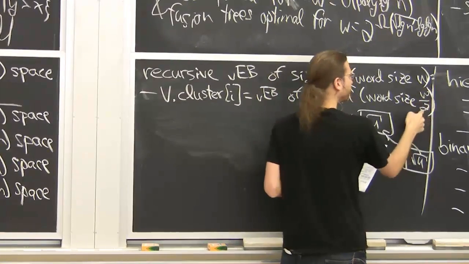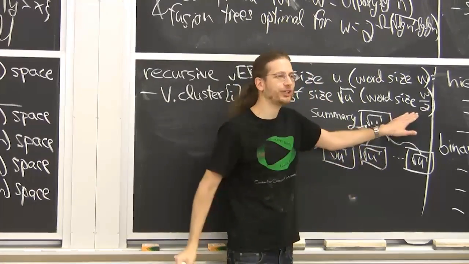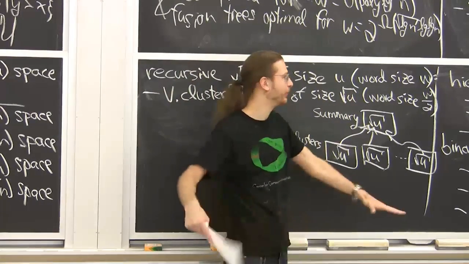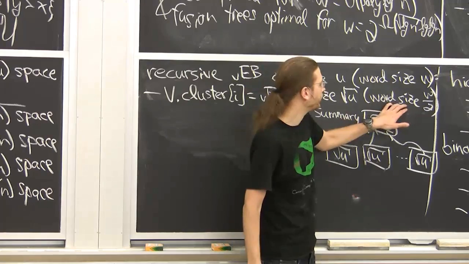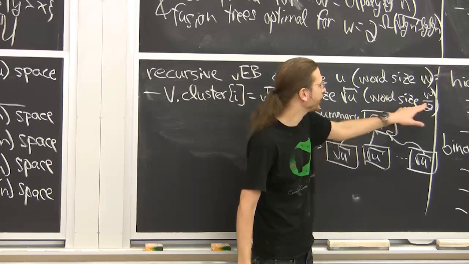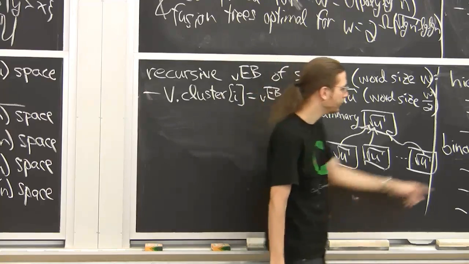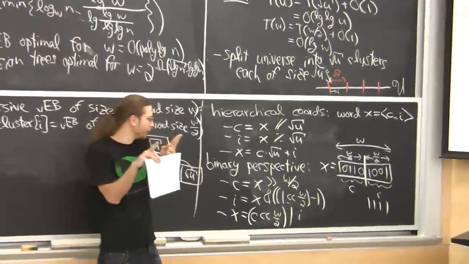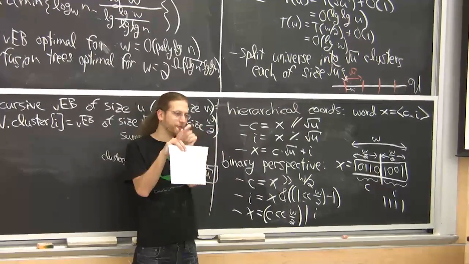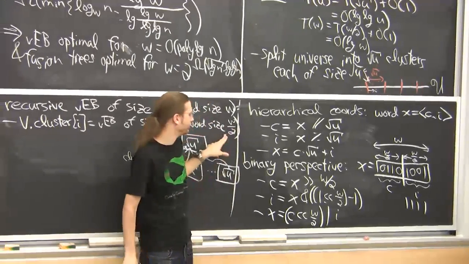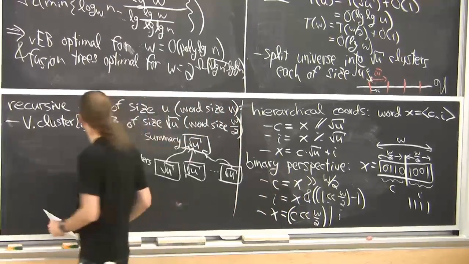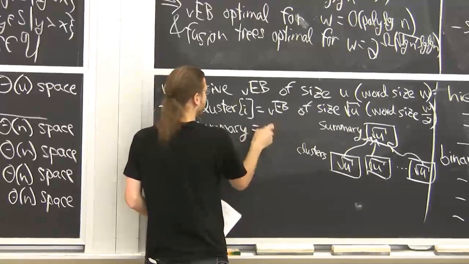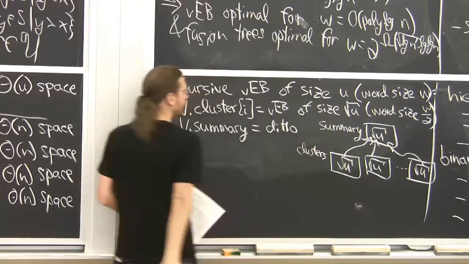w over 2. This is slightly weird because the machine, of course, its word size remains w. It doesn't get smaller as you recurse. We're not going to try to spread the parallelism around or whatever. But this is just a notational convenience. I want to say the word size conceptually goes down to w over 2 so that this definition still makes sense. Because as I look at a smaller part of the word, in order to divide it in half, I have to shift right by a smaller amount. So that's the w that I'm passing into the structure. Okay, and then v.summary is the same thing. It's also a van Emde Boas thing of size root u.